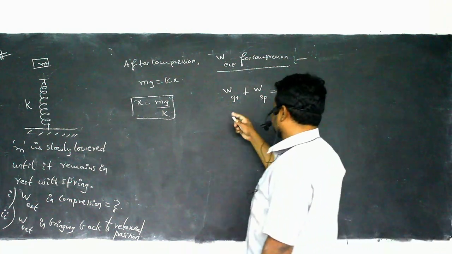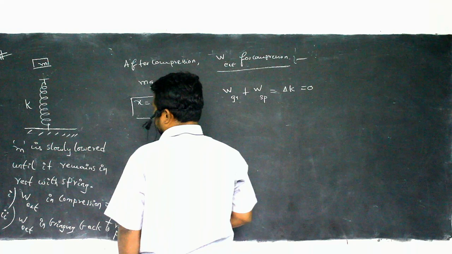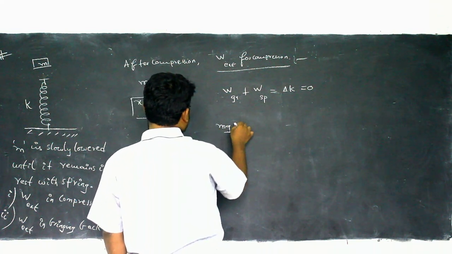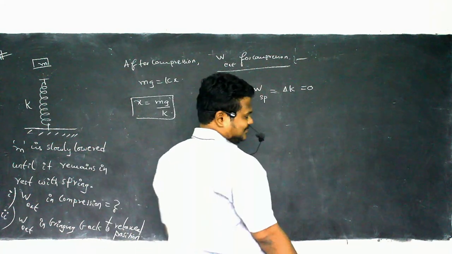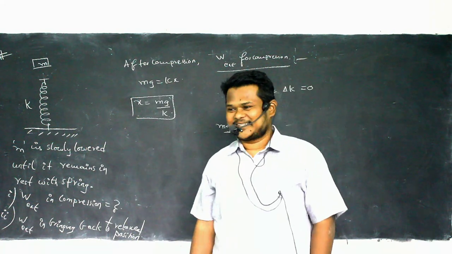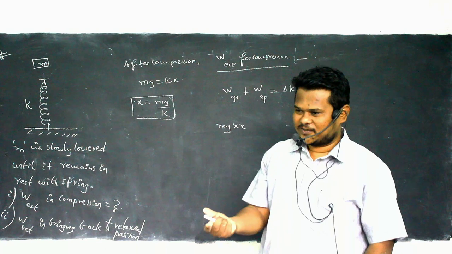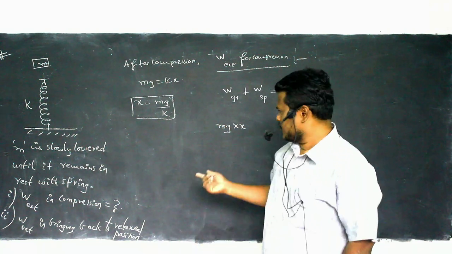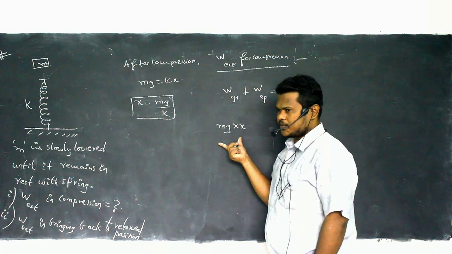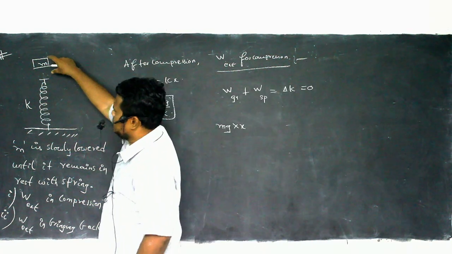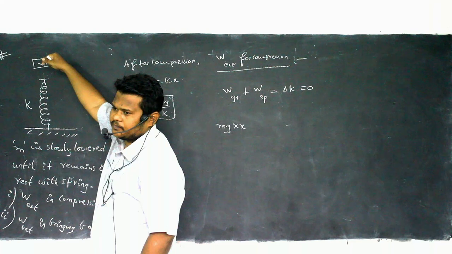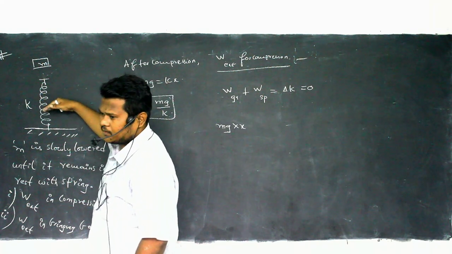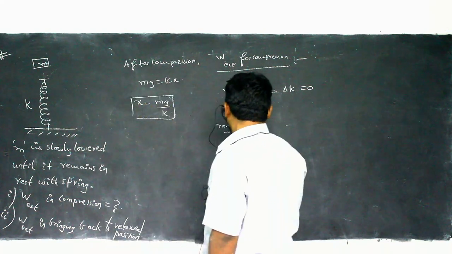Then can you say what is work done due to gravity in this condition? Minus mg, or plus mg? Weight mg is acting downwards, no? Body is also compressed downwards. So definitely plus mg into x. Weight of this body will act in which direction? Downwards direction, and compression is also in the downwards direction, so plus mg into x.